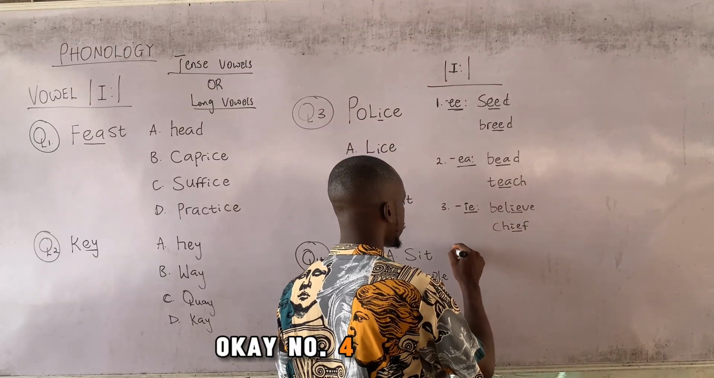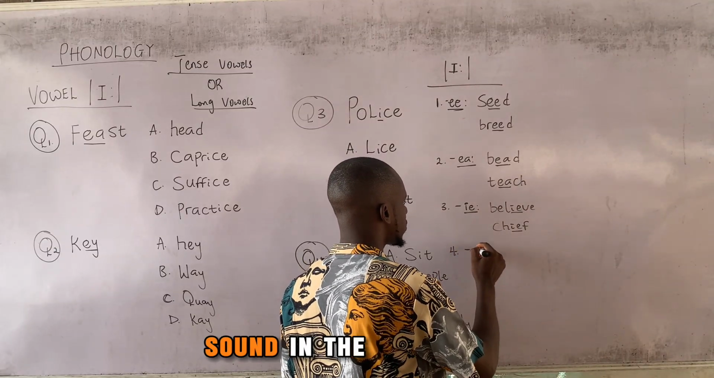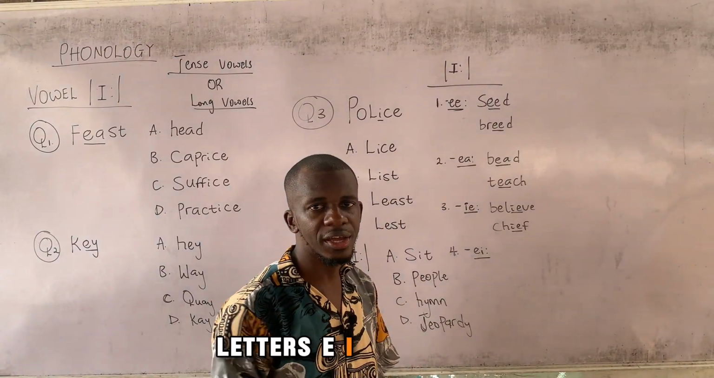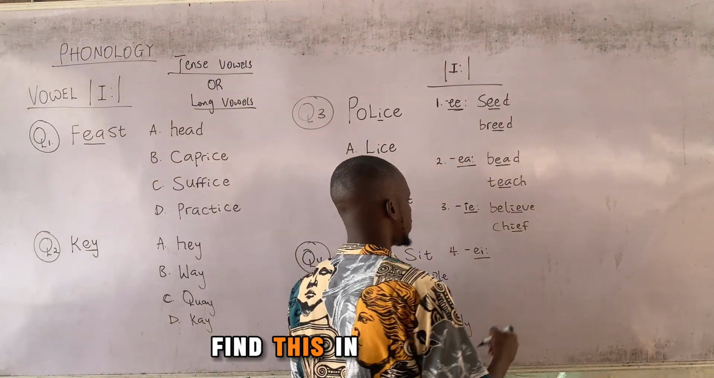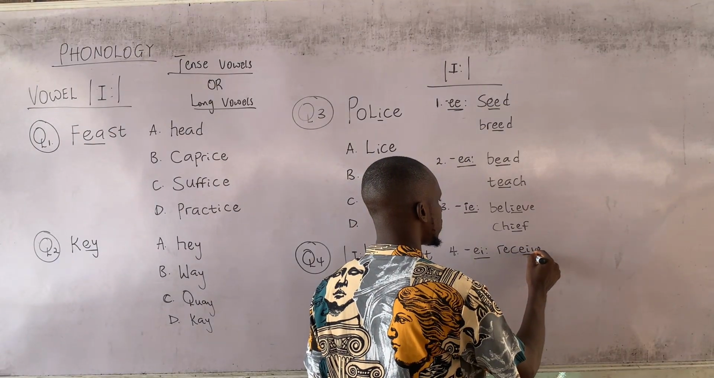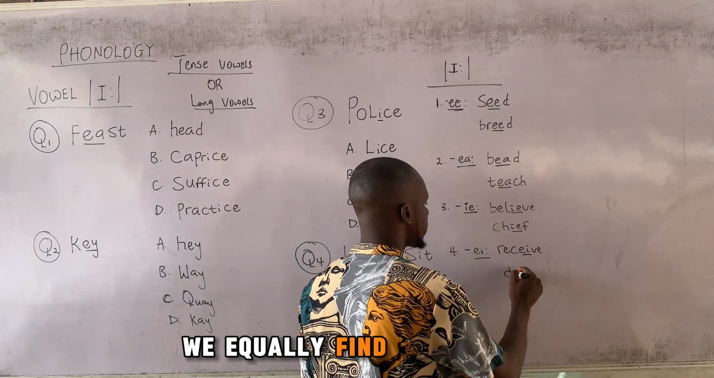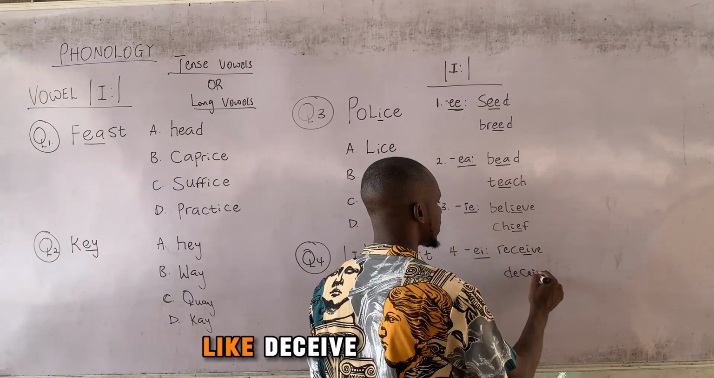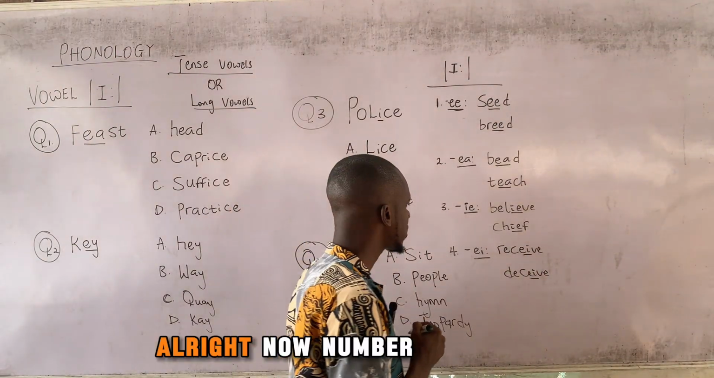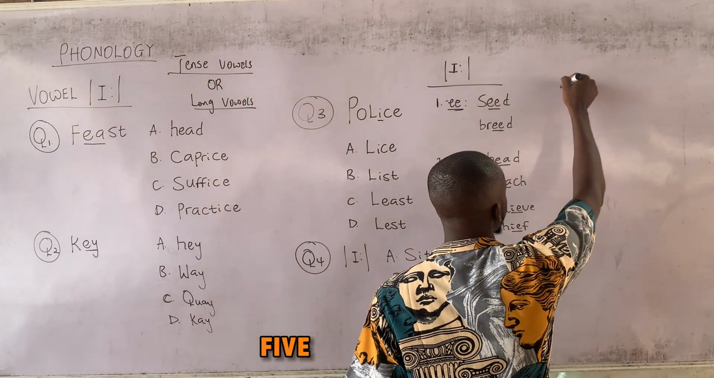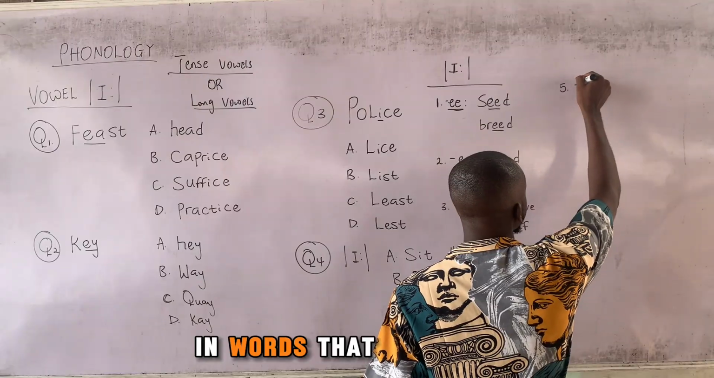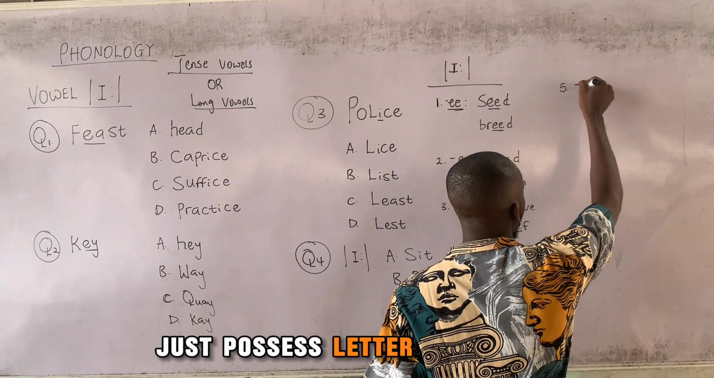Number four, we have that sound in the letters EI. We find this in words like receive, and we equally find it in words like deceive, EI. All right. Now, number five, we find this sound equally in words that just possess letter I.